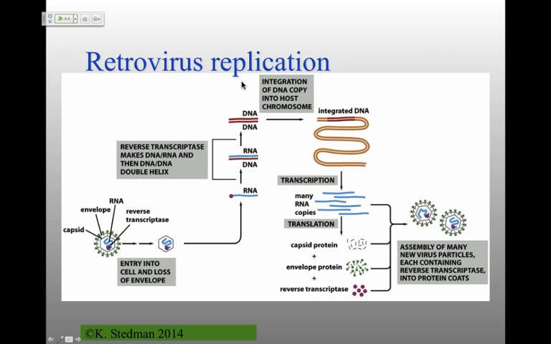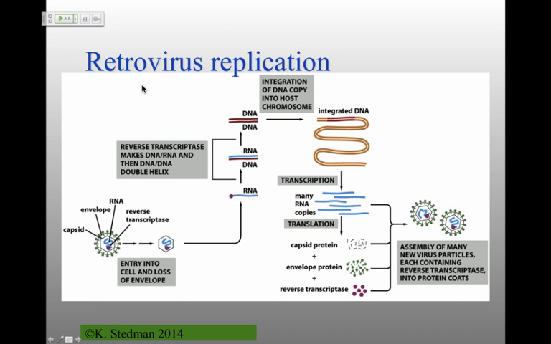This double-stranded DNA then gets integrated into the host genome. That's a viral integrase which does that. Then this integrated DNA gets transcribed. Each of these RNAs can both encode viral proteins, but also the viral RNA, which then gets put together into a virus particle and is then released, goes off, and infects yet another cell.